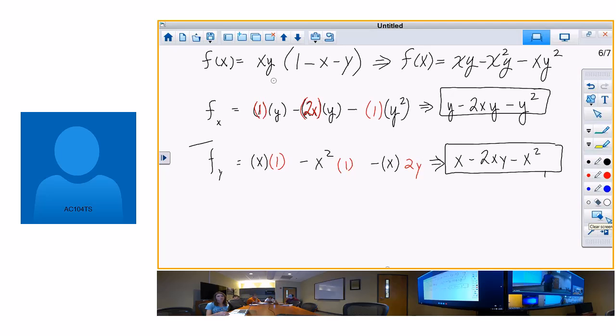Okay, now I want you to find f double x and f double y. And we'll do another problem and find first and second order, and then we'll do more of the mixed terms Thursday.